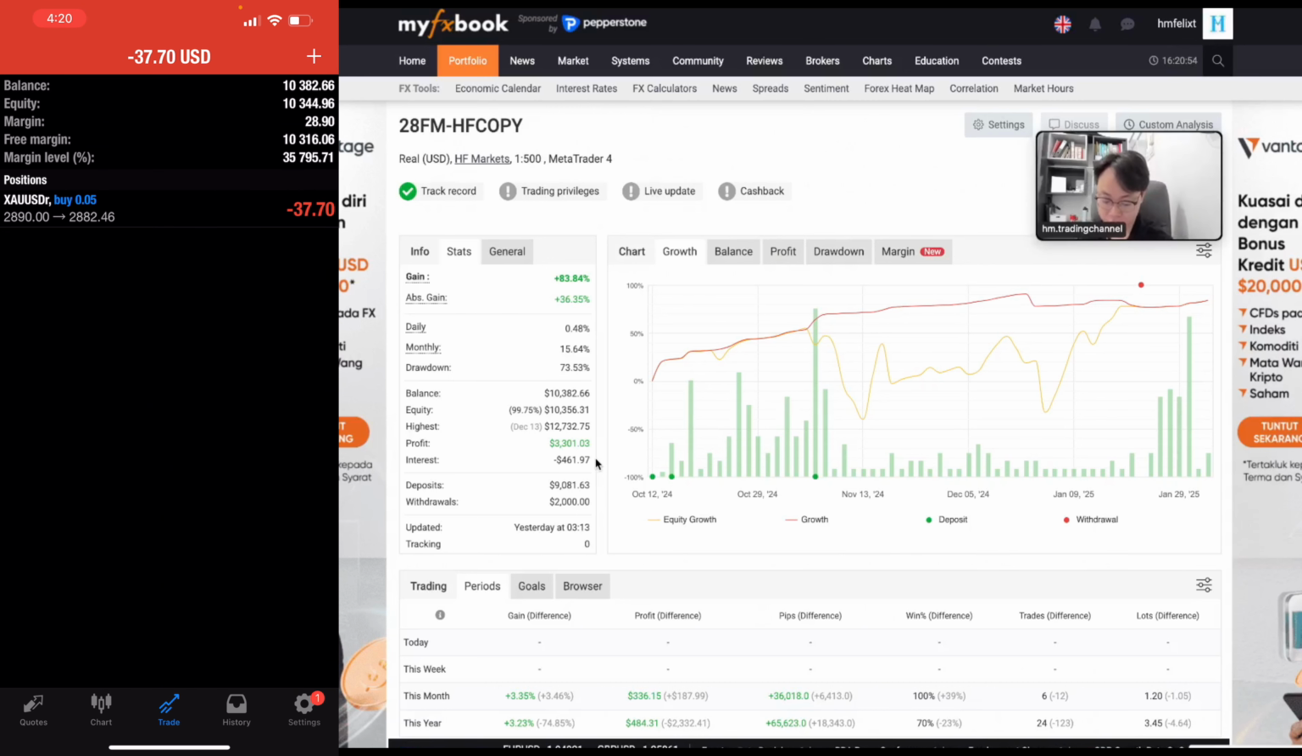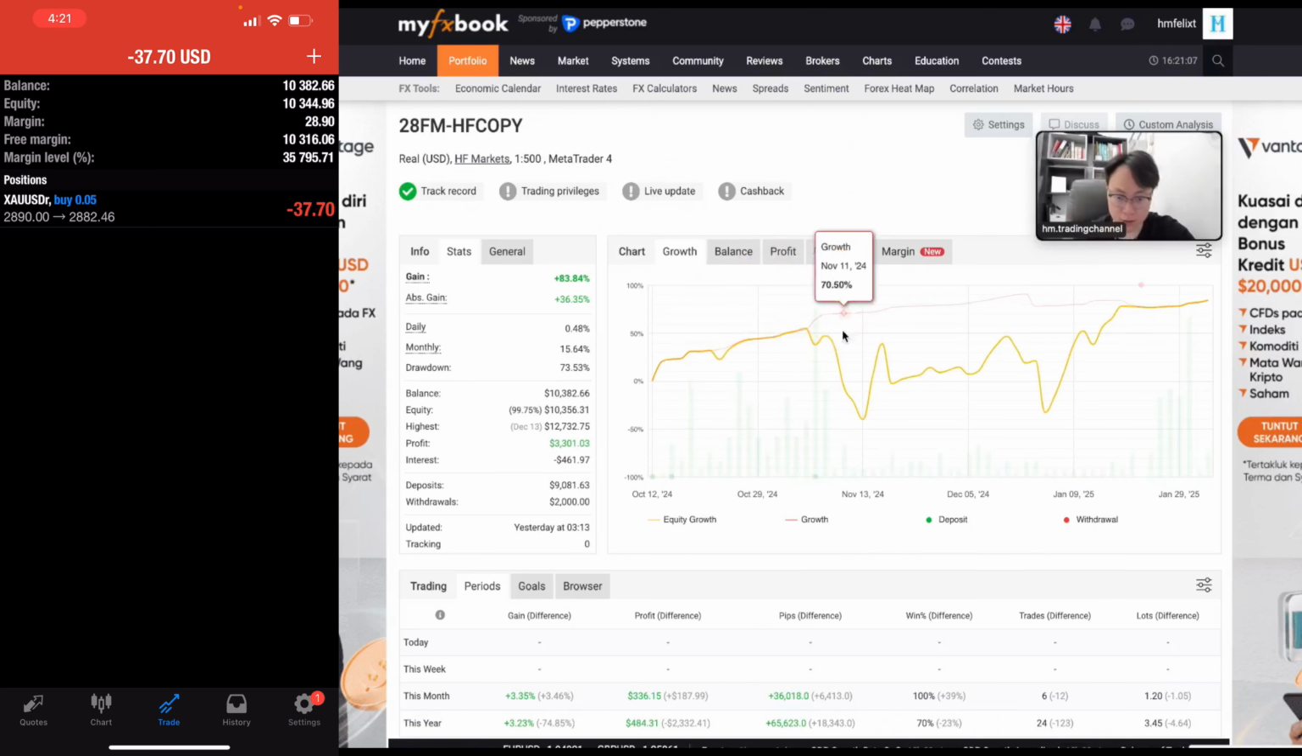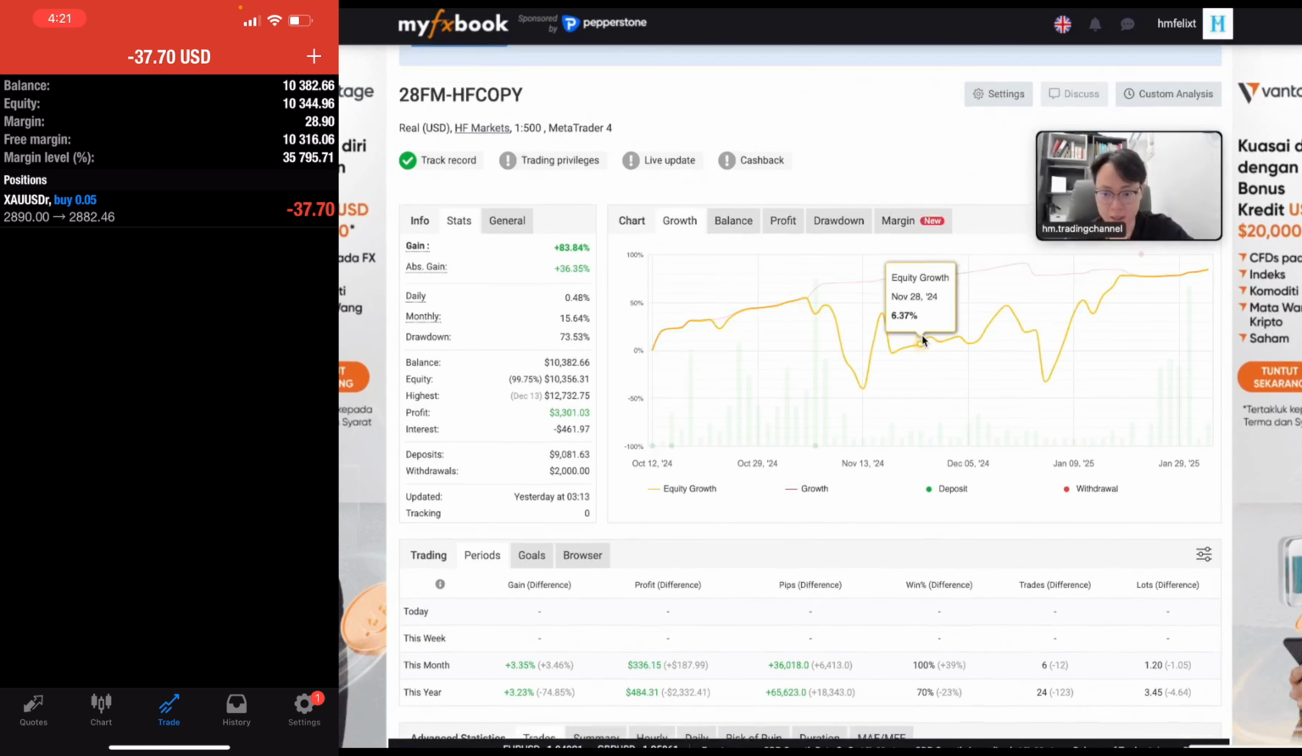So for this account, it's the same thing. Already have one trade going on. Took a buy on 2890. That's the first position. I actually wish that the gold price can drop more so we can scale in with a DCA strategy. And if you look at the growth chart right here, again, it's not so accurate.